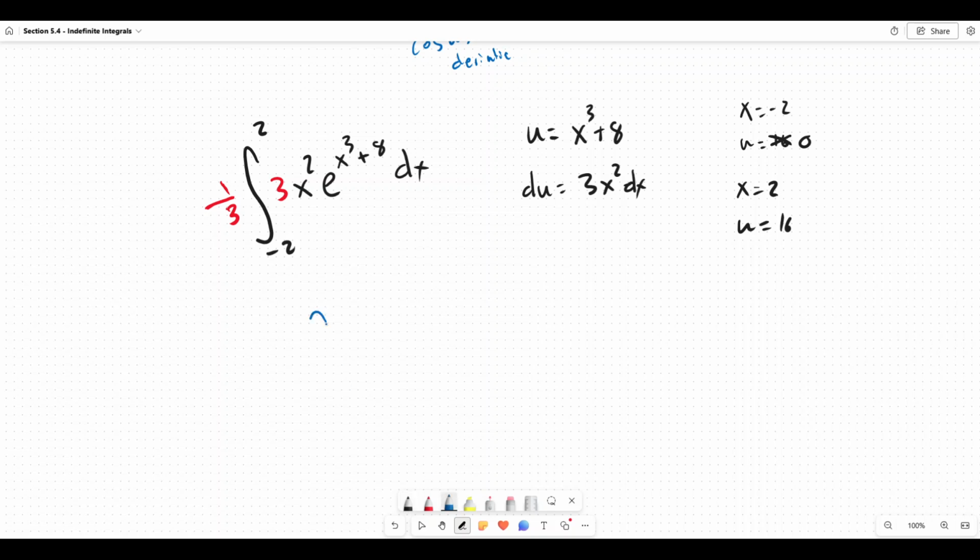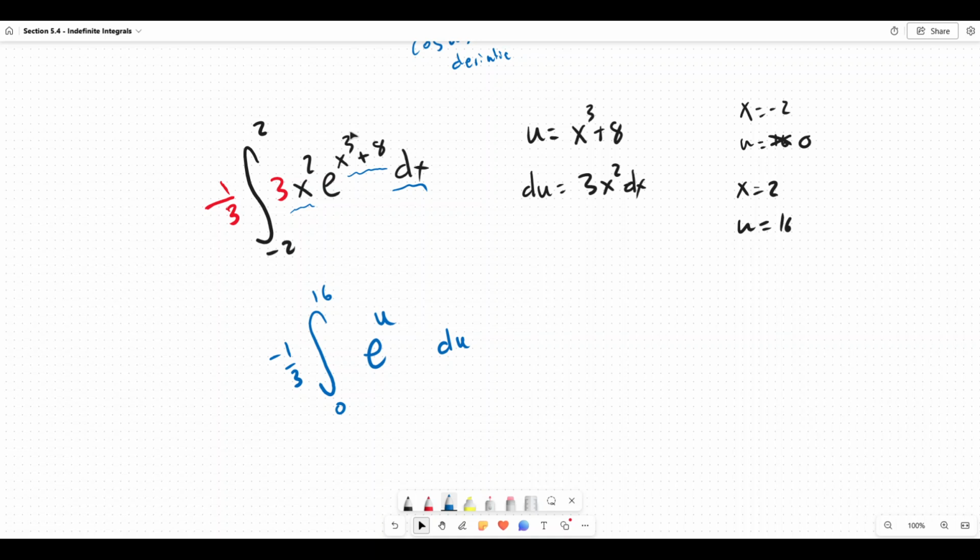We're going to rewrite this as negative 1/3 times the integral from 0 to 16. All of this is du, and all of that is u. The integral of e to the u is still e to the u. It's the same derivative rule.